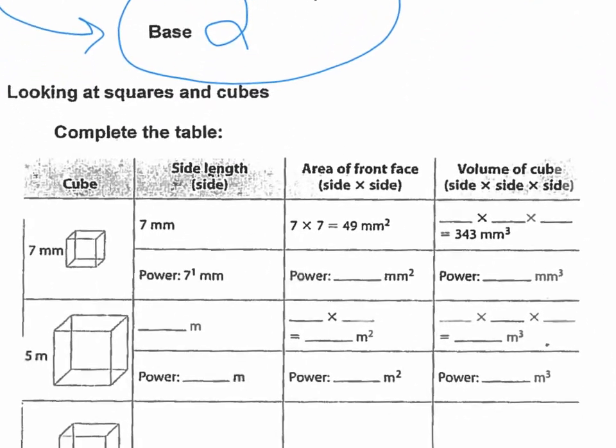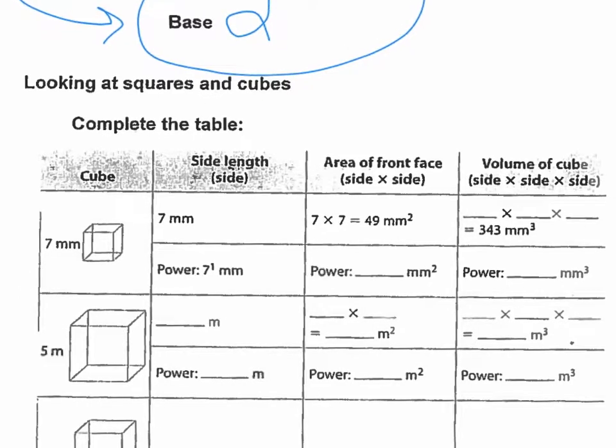So let's complete the table here. This cube has a side length of 7 millimeters. So the power is 7 to the 1. The area of the front face is 7 times 7, which is 49 millimeters squared. So the power is written as 7 squared. The volume, if you remember, is side multiplied by side multiplied by side, so that's going to be 7 times 7 times 7, which is 343 millimeters cubed, or you could write it as 7 to the power of 3.